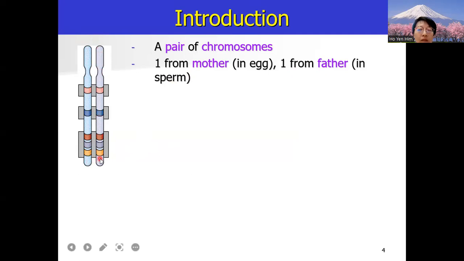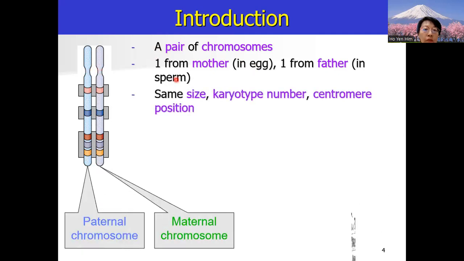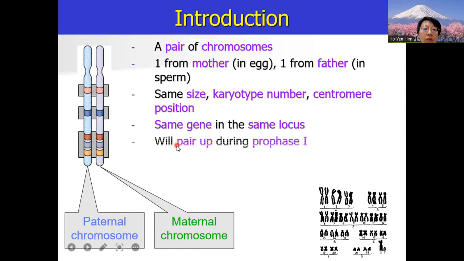Karyotype is where you arrange the chromosomes from the longest to the shortest, and the longest one is karyotype number 1. Correct or not? So same length, and because of that, same karyotype number. One from the mother in the egg and one from the father in the sperm, right? So paternal and maternal chromosomes: same size, same karyotype number, same centromere position. Same gene in the same locus.